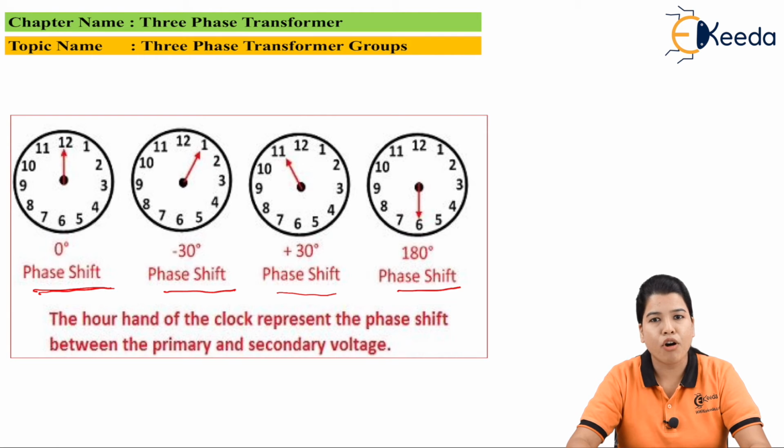Now, it is very important to know that when the two transformers are connected in the parallel, they should be of the same group. That is, we cannot connect the delta-delta transformer with the transformer having the connection of star-delta or delta-star. But we can connect a star-star transformer with the star-star transformer or the delta-delta transformer. In this way, we have studied the various groups of the transformer.